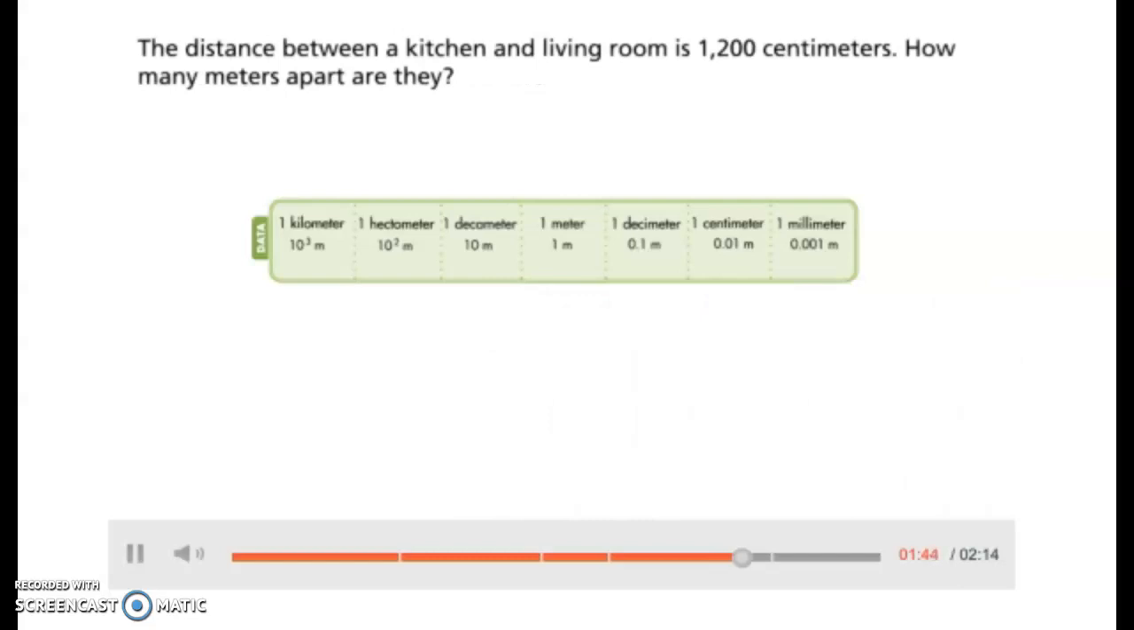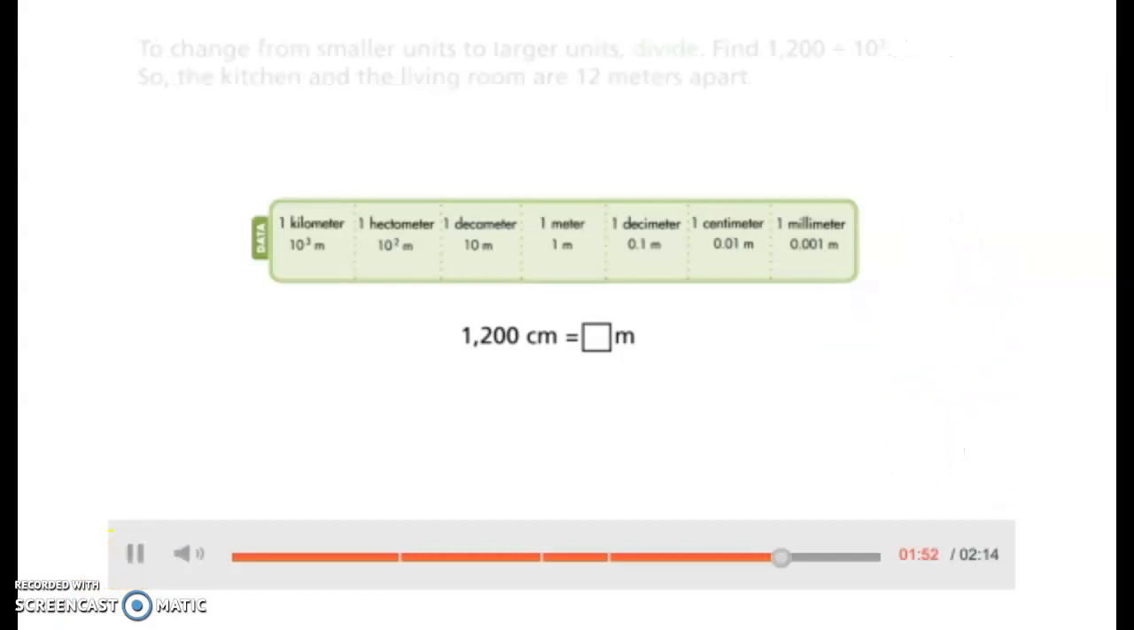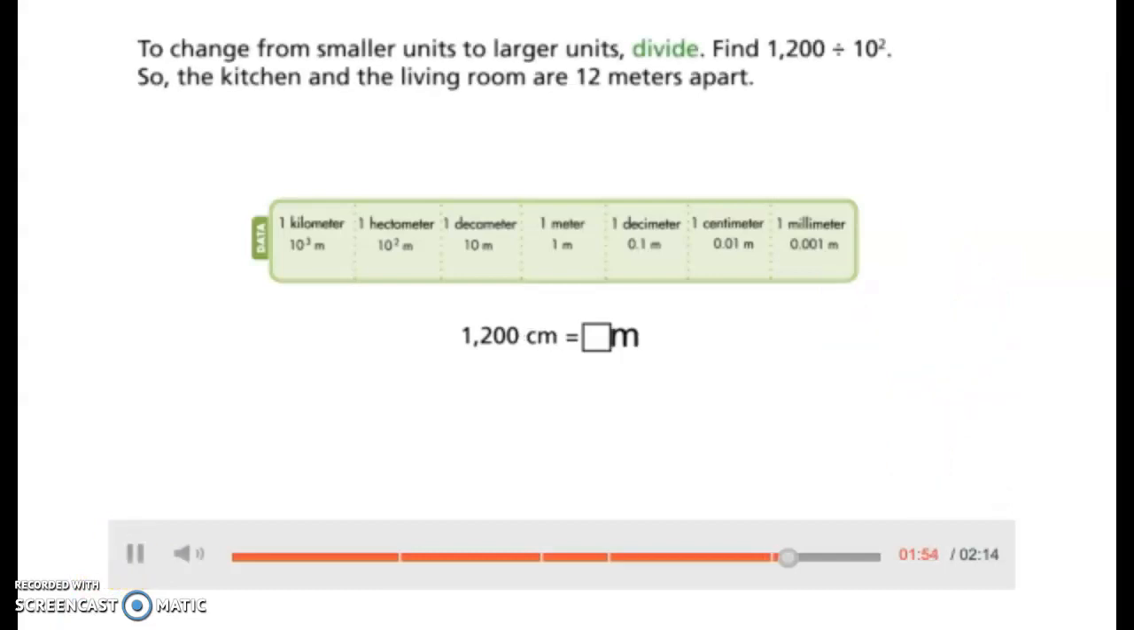The distance between a kitchen and living room is 1,200 centimeters. How many meters apart are they? To change from smaller units to larger units, divide. Find 1,200 divided by 10 to the second power. So the kitchen and the living room are 12 meters apart.